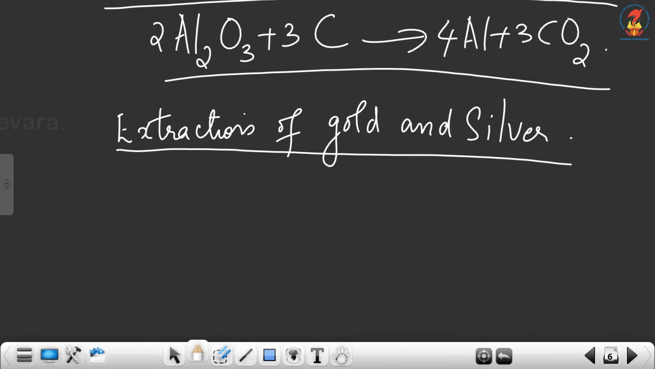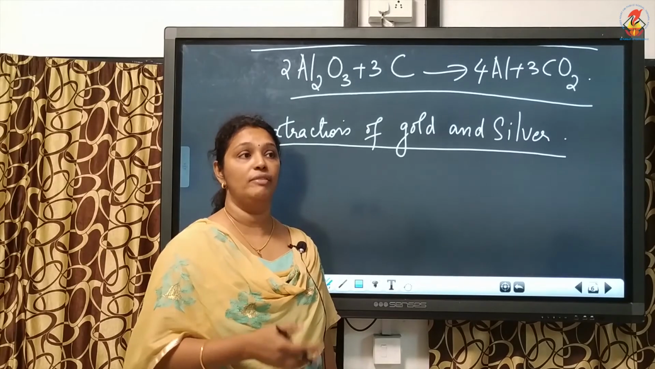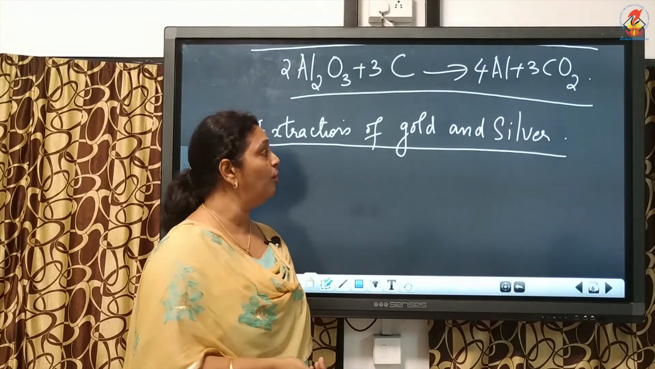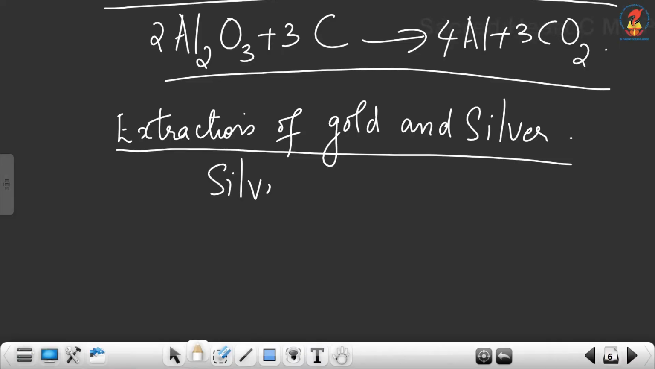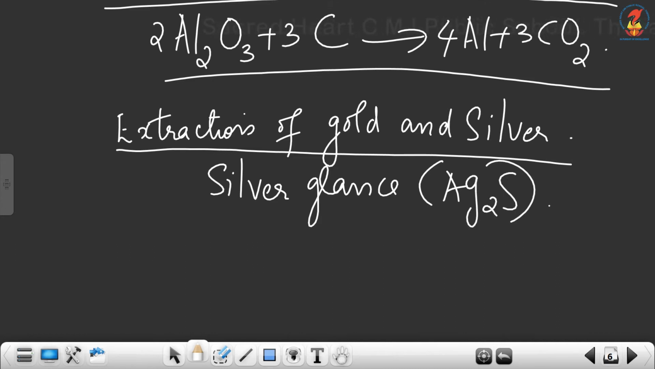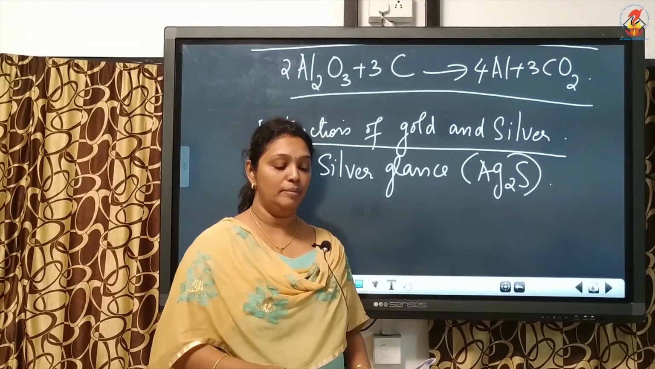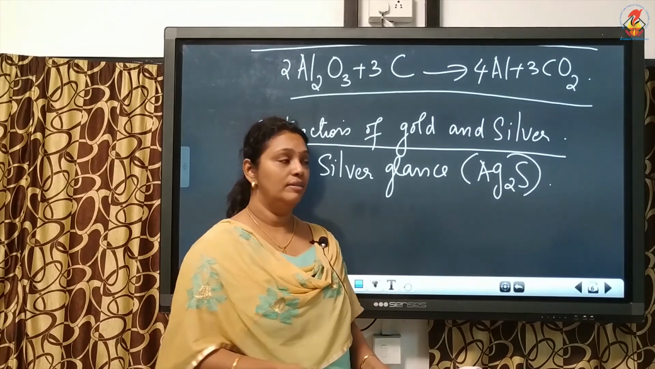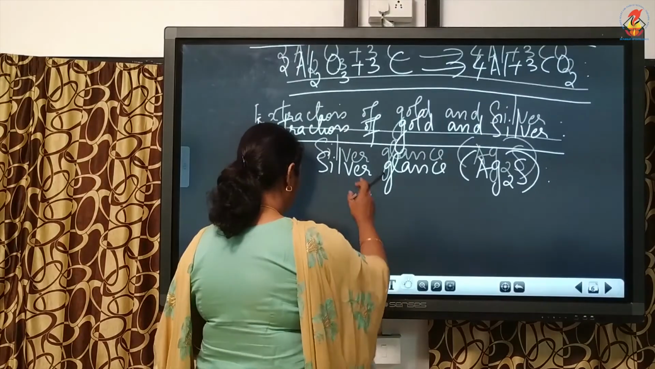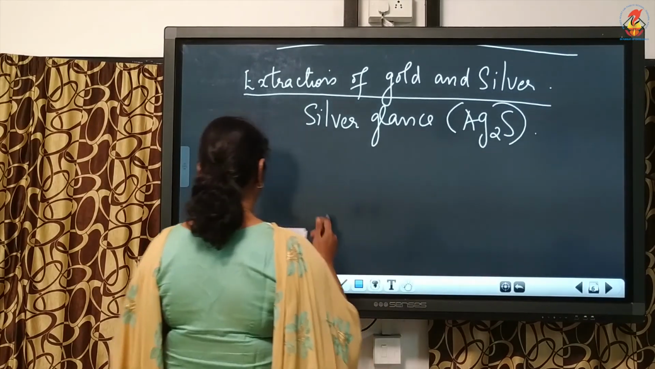Gold and silver are extracted by hydrometallurgy, or the cyanide process, or leaching, which I have already discussed. The chief ore of silver is silver glance, and the formula of silver glance is Ag2S. Now, you know how the cyanide process for the extraction of gold and silver, or leaching, is done. I am writing the equations on the board.